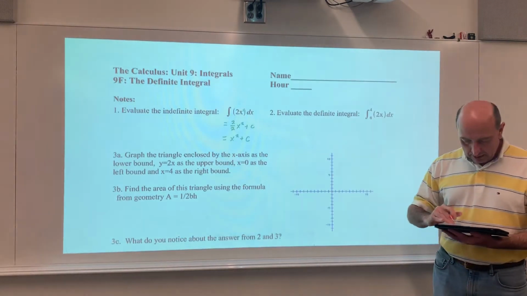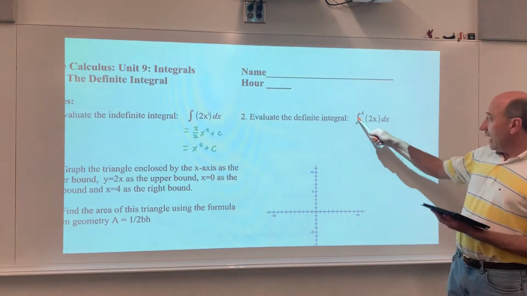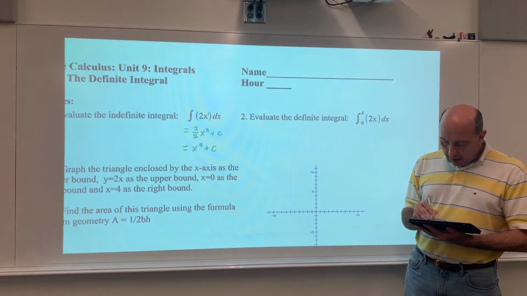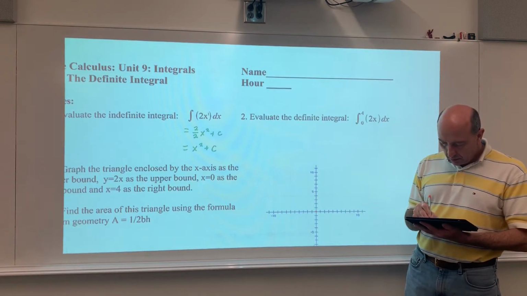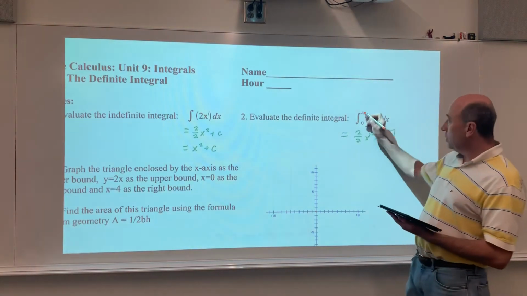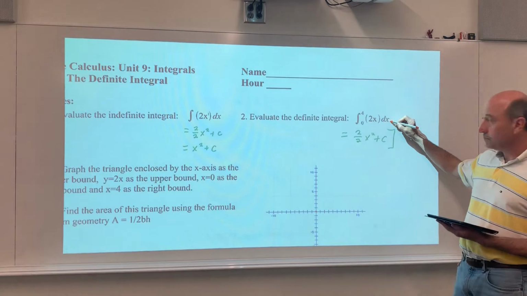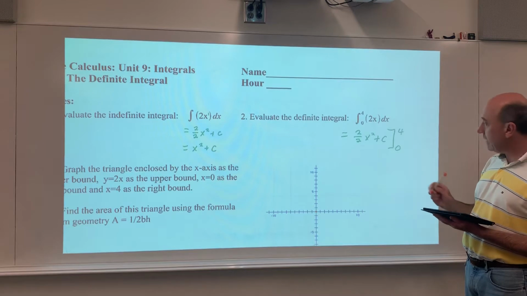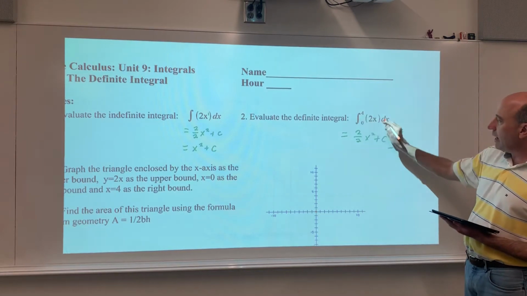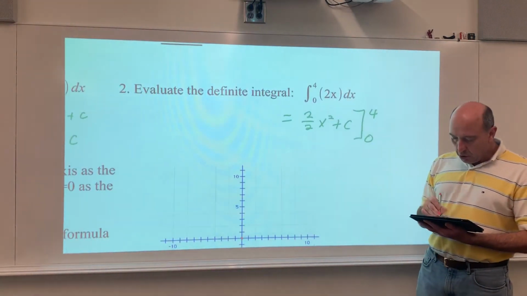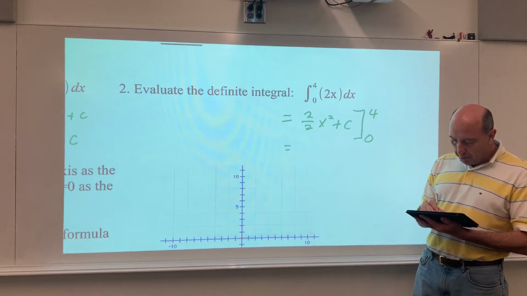Now, we will take the antiderivative of 2x just like we did before. The antiderivative of 2x is 2 over 2 x squared plus c. We took the antiderivative with respect to x, so we move the numbers over here. This is the notation to keep track of the 0 and the 4, but we have to get rid of the dx symbol. Now, 2 over 2 is 1, so we have x squared plus c.